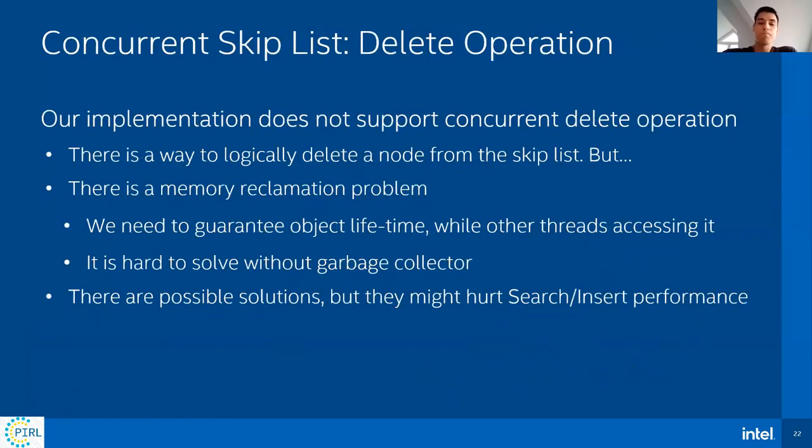In our current implementation, the delete operation is not thread safe. There is a way to logically delete a node from a skip list in a thread safe manner, but since our reads are lock free, there is a problem with object lifetime management. There are some approaches which we could use, for example, memory reclamation using epoch-based reclamation. But this approach and also other approaches can significantly hurt search and insert performance. So for now, we decided not to implement that. And so the delete operation is blocking.